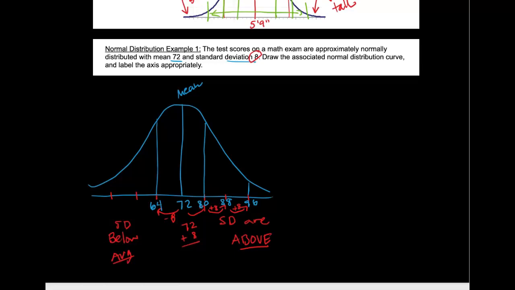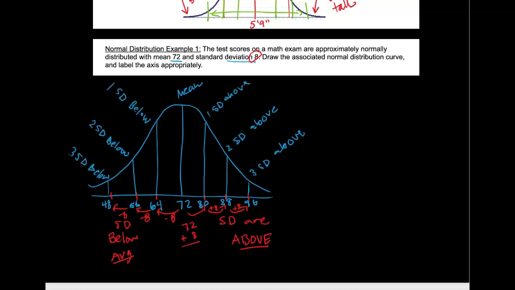And then the 64, we can take that and subtract 8 again, and we get 56. And so somebody who scored a 56 on the test would be 2 standard deviations below. And then we could subtract 8 again and get 48. And so that would be 3 standard deviations below average. And you can see here, I just labeled all of the standard deviations in case that's helpful.